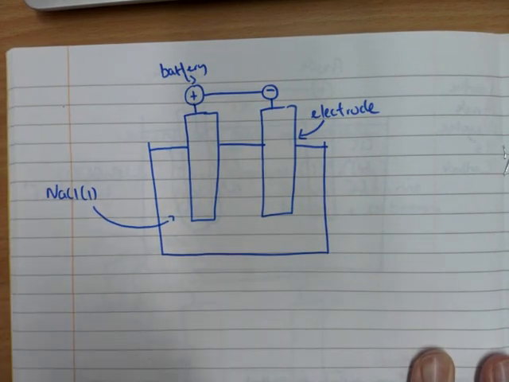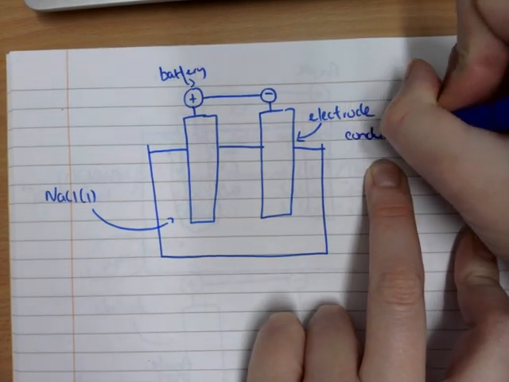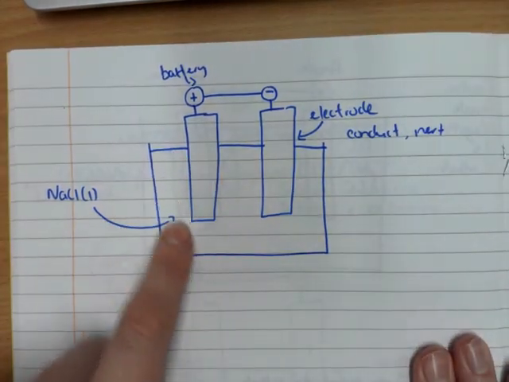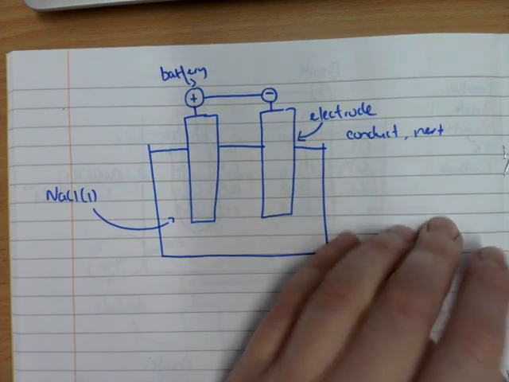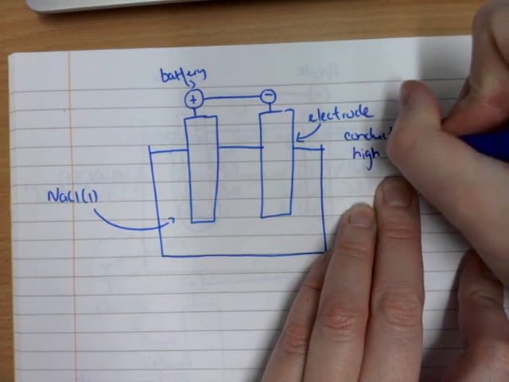Your second thing is you want your electrode to be inert. Inert just means unreactive. You don't want the electrode to be able to react with the ions in the electrolyte, so you want them to be unreactive. And then the last thing is you need them to have a high melting point.